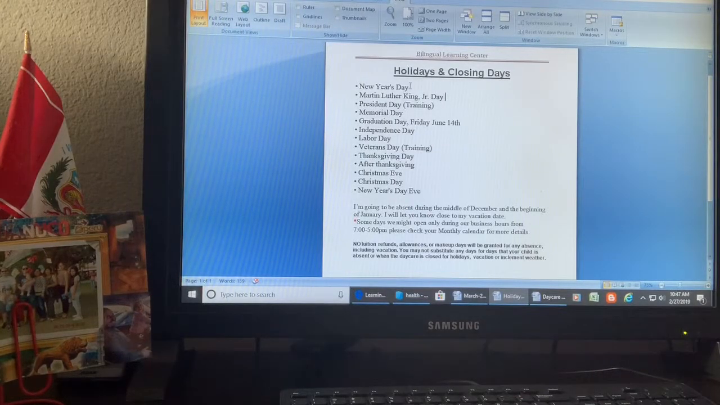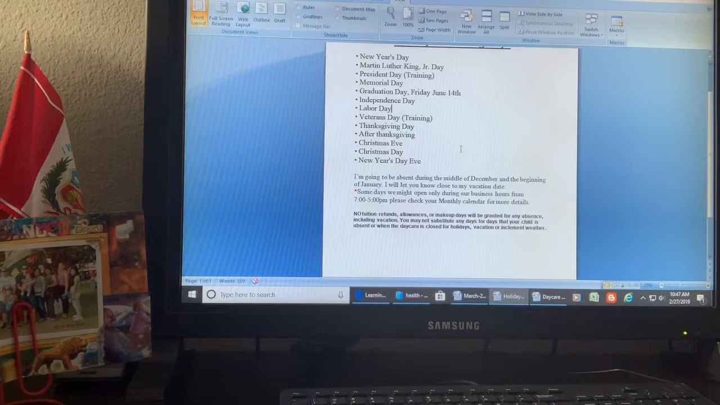And here you can see that I have chosen in total 13 days. This includes my 10 holidays. This also includes the 2 days I'm gonna be closed for training, and also that day that I will have the graduation party for my preschoolers. It's so important that you have all this in one page.